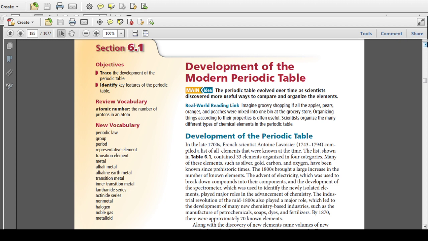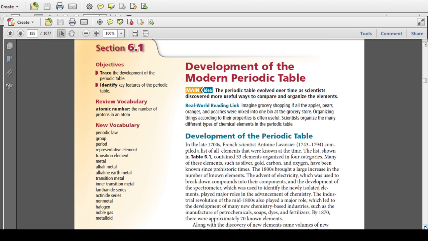gas, and metalloid. So in the late 1700s, French scientist Lavoisier compiled a list of the known elements at that time. And there were only about 33 elements at this given time, and he put them into 4 categories. Many of these elements, such as silver, gold, carbon, and oxygen, have been known since prehistoric times.